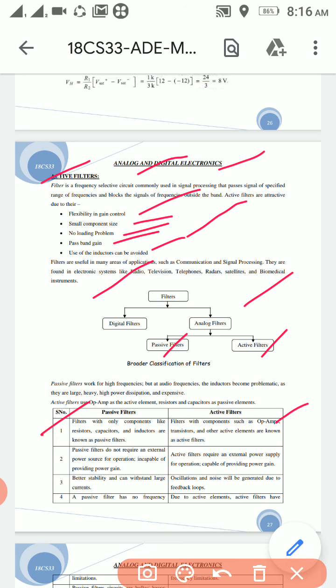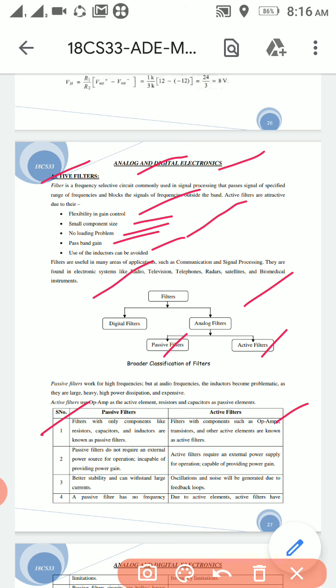So the first difference is that filters with resistors, inductors, capacitors are known as passive filters. But here in active filters, filters with components like operational amplifiers, transistors and other active elements are known as active filters.